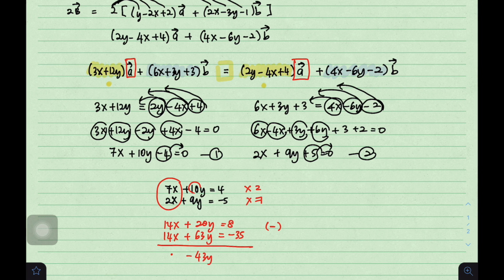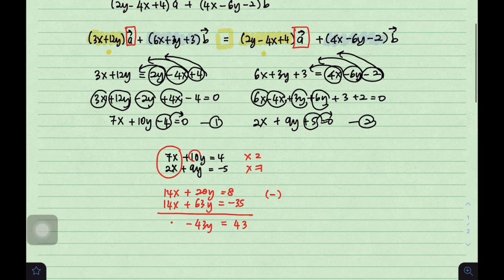Negative. Okay, 8 minus negative 35 is 8 plus 35. So 8 plus 35 is 43. So you will get y is equal to 43 divided by negative 43. So y is equal to negative 1.